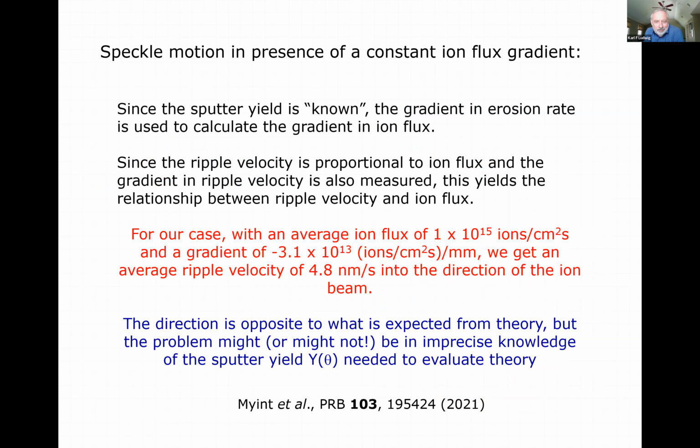And putting that together, you could measure an average ripple velocity, which in this case was just under 5 nanometers per second, and it was in the direction of the ion beam, which was actually the opposite of what was expected. It could be that the theory has a fundamental problem, or it could be that the theory relies on derivatives of the sputter yield, and how well is the sputter yield actually known. But we're certainly at the point of testing theory, to the extent that you know the parameters going into the theory.